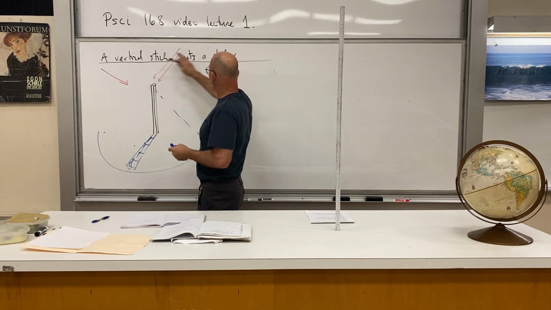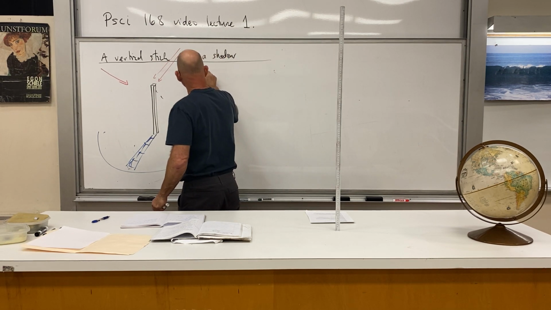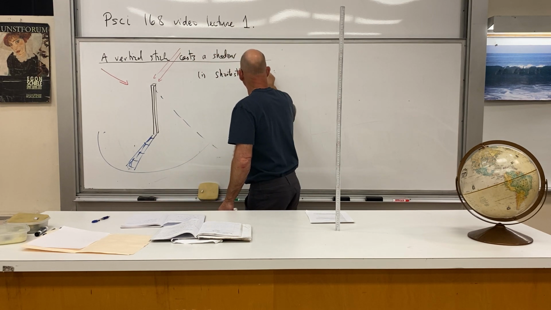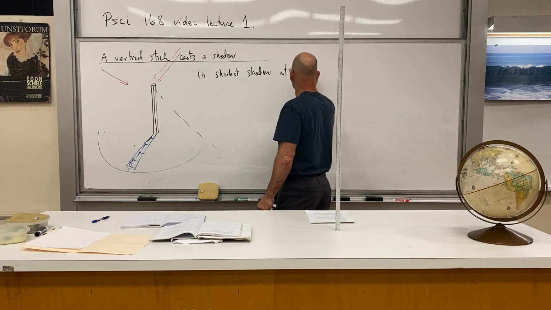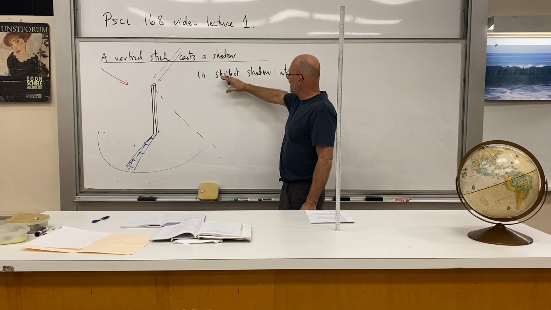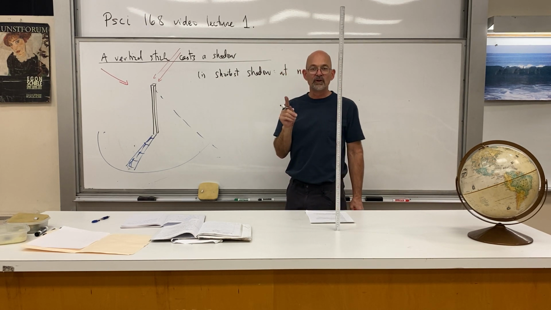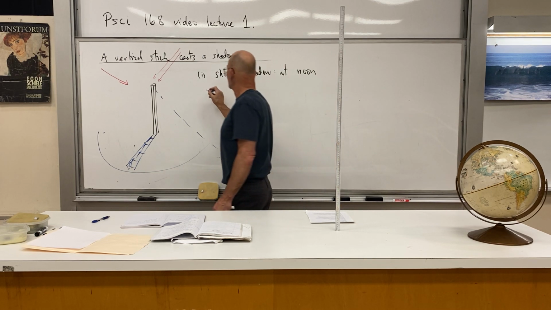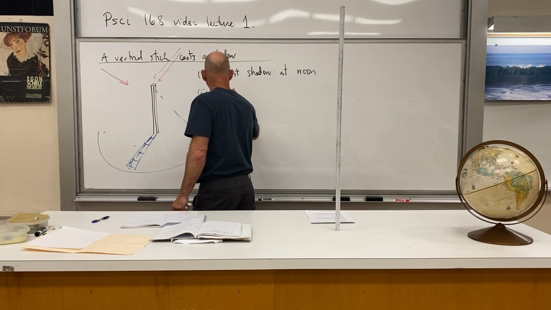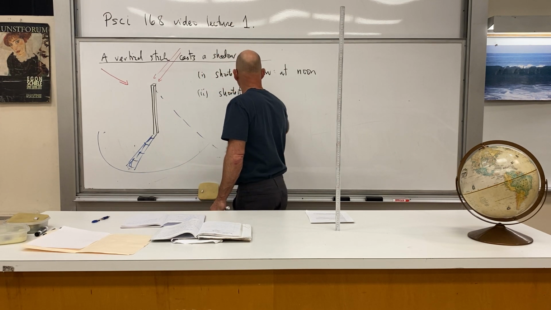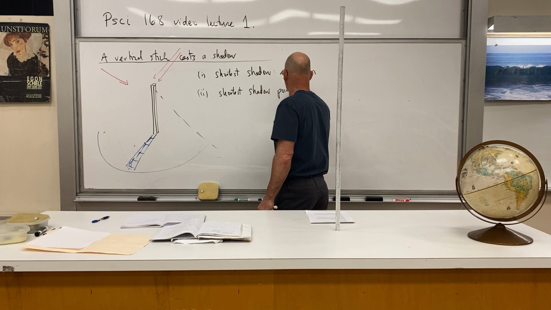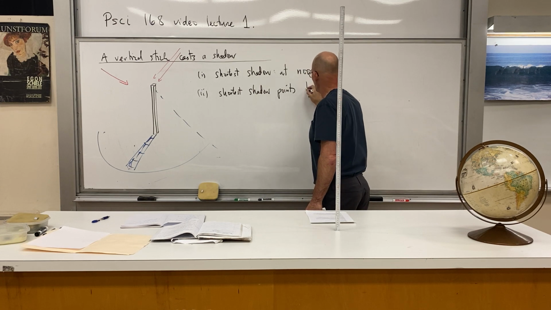So I've got a vertical stick casting a shadow, and the shortest shadow at noon, and here in the northern hemisphere, that shortest shadow is actually pointing directly true north. So the shortest shadow at noon points to true north.